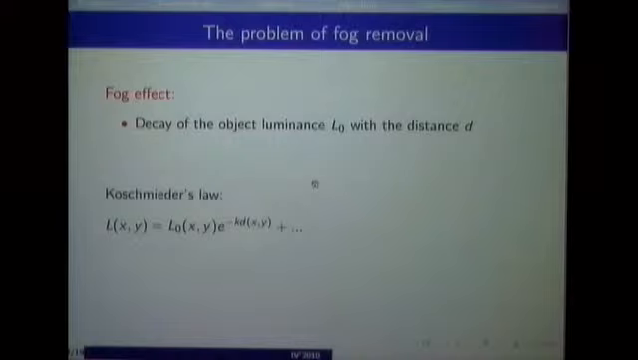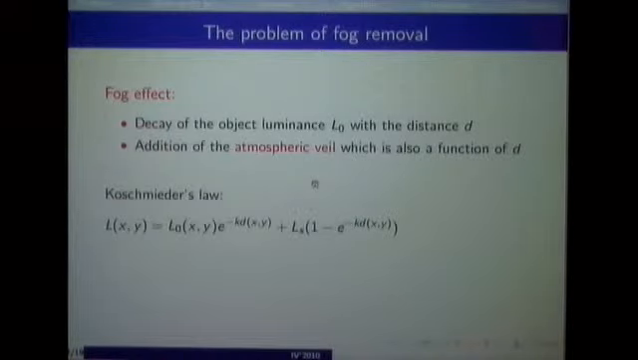So what is the effect of fog in an image? There are two effects. The first one is a decay of the object luminance as a function of distance. This decay is also a function of k, which is defined as the extinction coefficient. The second effect is the addition of what we call the atmospheric veil, which is also a function of the distance between the camera and the seen object.